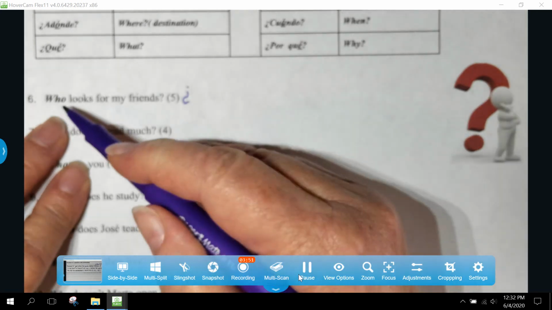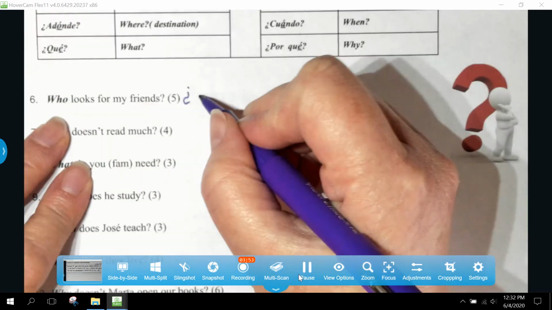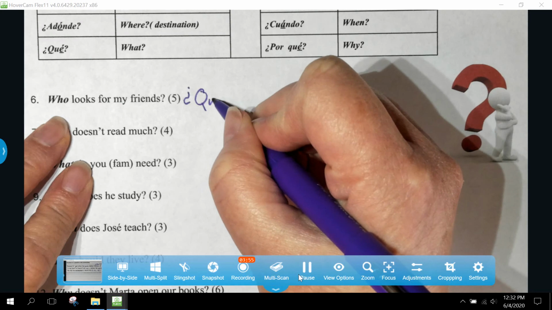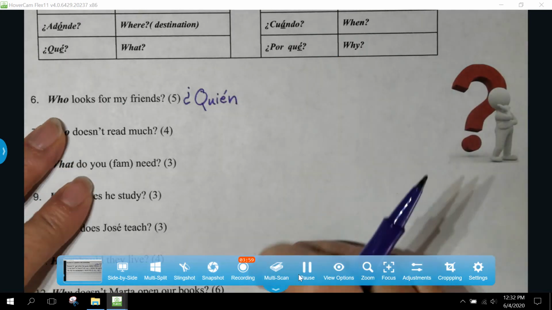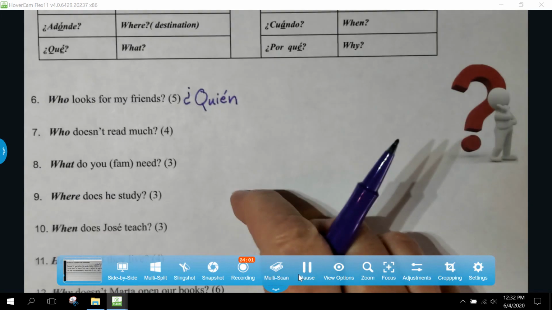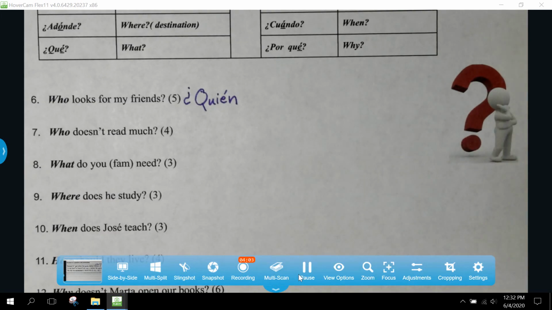The word for who is going to be quién. Oh no, you say, how the heck do I conjugate that verb? Well, you are looking at who as a subject, so we look back at our subject pronoun chart.